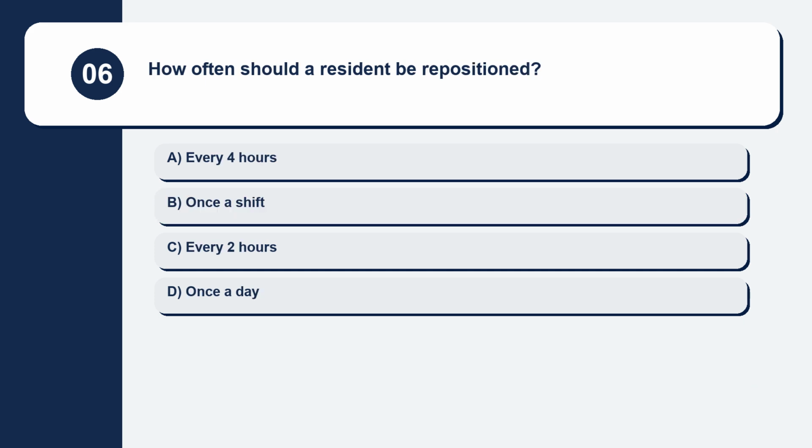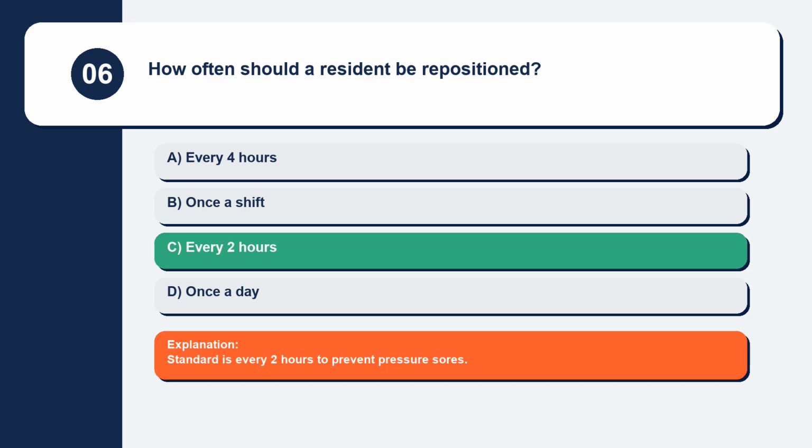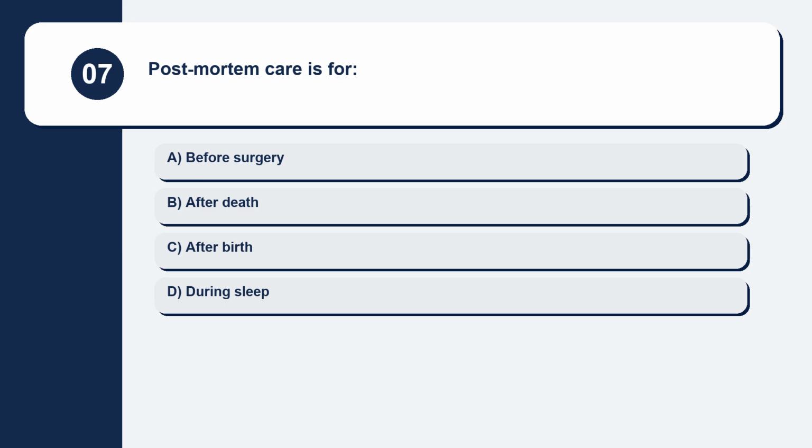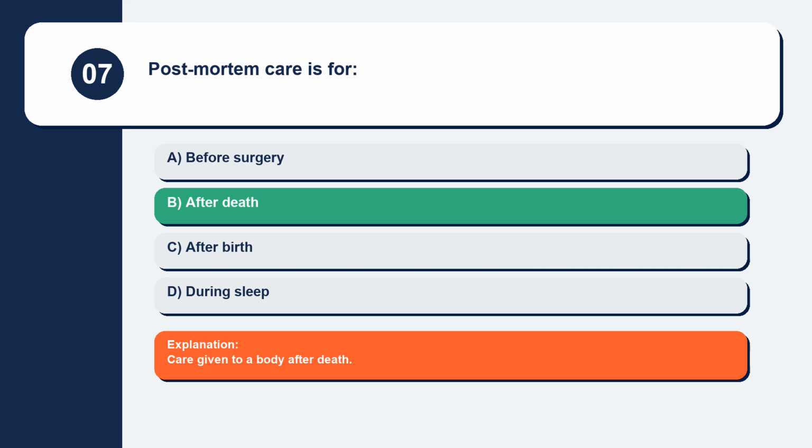Question 6. How often should a resident be repositioned? Every 4 hours, once a shift, every 2 hours, once a day. Standard is every 2 hours to prevent pressure sores. Question 7. Post-mortem care is for before surgery, after death, after birth, during sleep. Care given to a body after death.